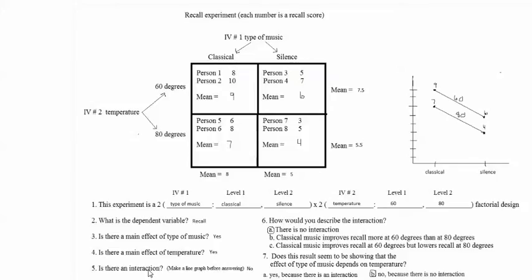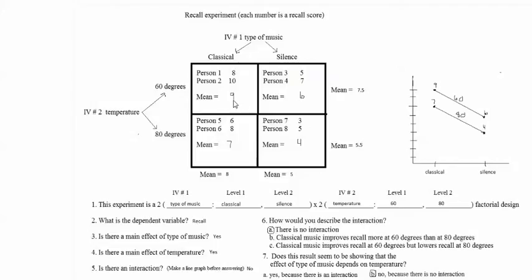Is there an interaction? To find out if there's an interaction, we have to plot the cell means in a graph. If you wanted to just use the table, what you would do is look at how far apart these 2 numbers are in row 1, and look at how far apart these 2 numbers are in row 2. If the difference between the 2 numbers in row 1 is not the same as the difference between the 2 numbers in row 2, then that would be an interaction.